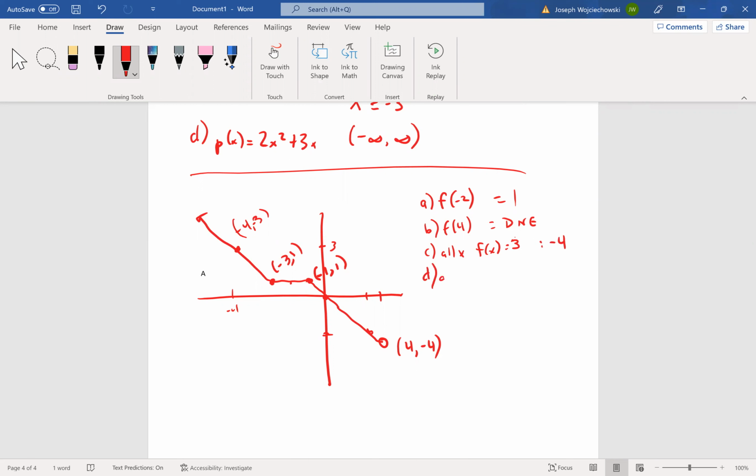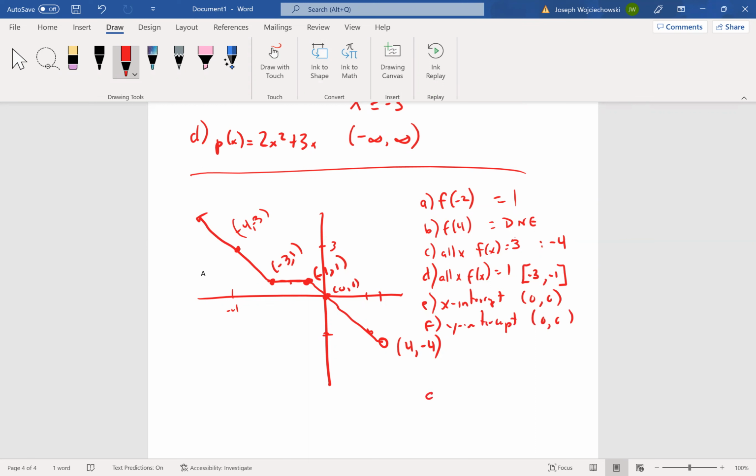Okay. All x where f of x equals 1. Okay, that's here to here, all of these. That's an interval. Includes negative 3 to negative 1. E, x-intercept. That is the origin here, 0, 0. And y-intercept is also the origin, 0, 0.